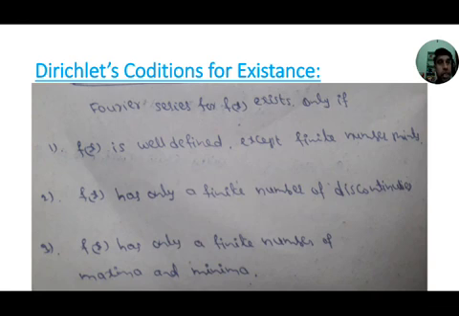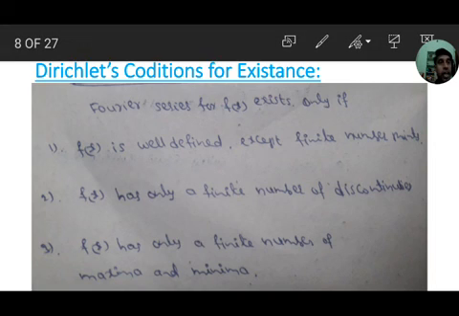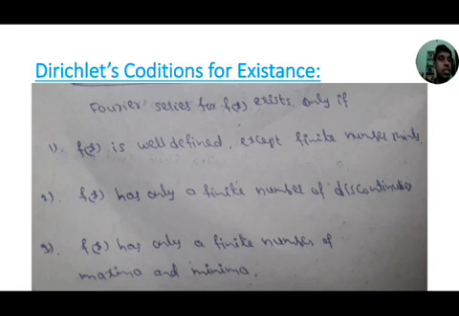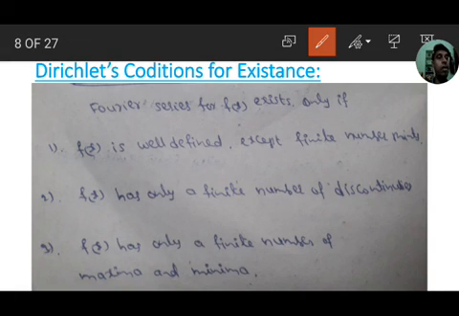Next, Dirichlet's conditions for existence. The Fourier series for f of x exists only if the following conditions are true. These conditions are called Dirichlet's conditions for existence.